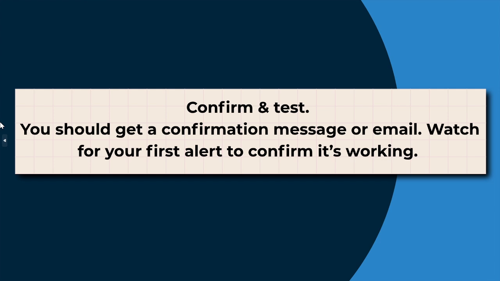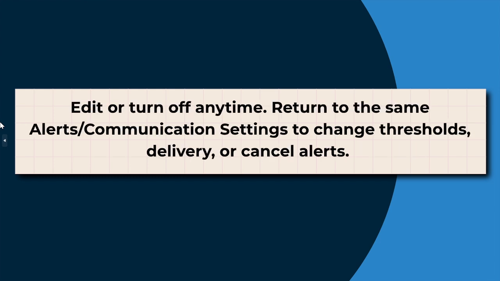After selecting your alert type and delivery method, click on Confirm and Test. It's important to test the setup to ensure everything runs smoothly and as expected. This is your chance to verify that alerts are delivered correctly.